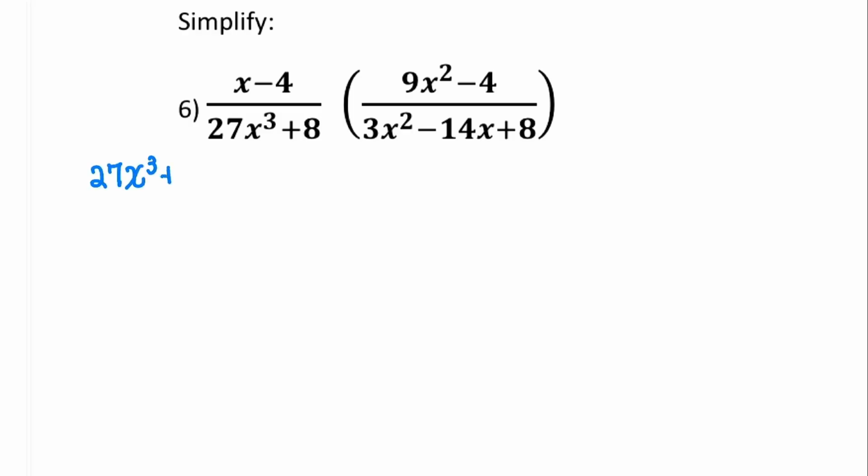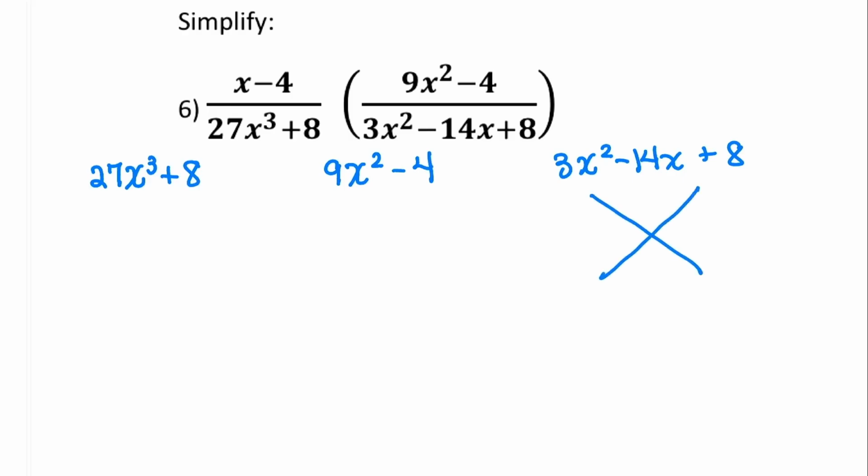27x cubed plus 8. We're going to have 9x squared minus 4, and then we're going to have 3x squared minus 14x plus 8. So before we address the first two, I want to go ahead and work out the last one since that's the one that we were already working on. We're going to have 3 times 8, that's going to be 24. We need factors of 24 that sum to negative 14. So we have 1 and 24, 2 and 12. And these are going to be the 2 factors that work. Both of them have to be negative because we have a positive product and a negative sum.